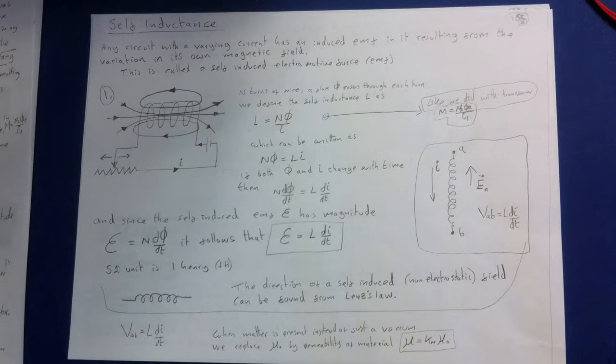The direction of the self-induced non-electrostatic field can be found from Lenz's law. We consider the cause of this field, and hence of the EMF associated with it, to be the change in current in the conductor. If the current is increasing, the direction of the induced field is opposite to that of the current. If the current is decreasing, the induced field is in the same direction as the current. Thus it is the change in current, not the current itself, that the induced field opposes.